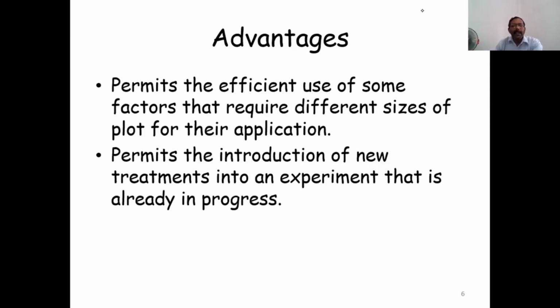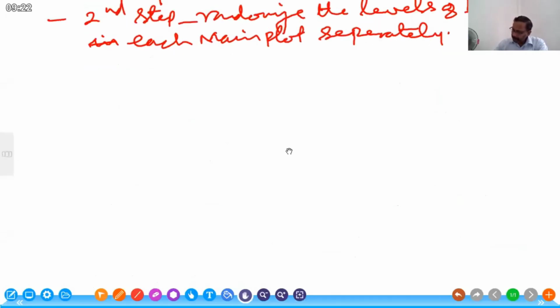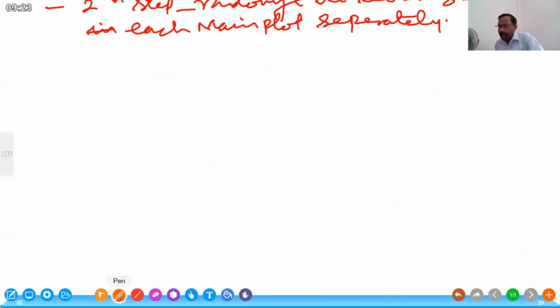So likewise, we can talk about further. The other advantage is it permits the introduction of new treatments into an experiment that is already in progress. That is another important aspect. What do you mean by a new treatment? For example, let's say I have started one experiment.